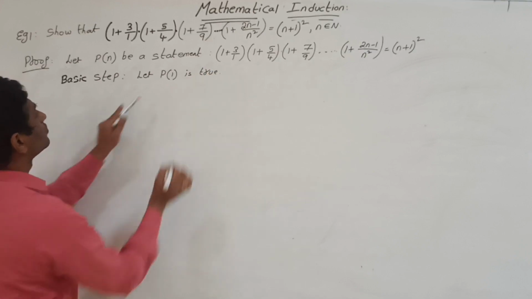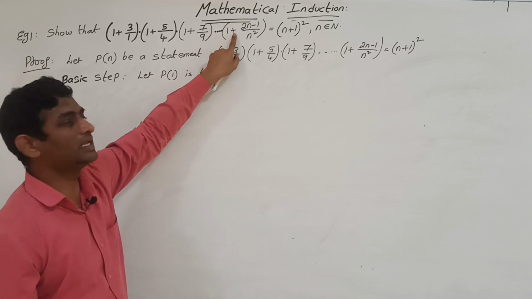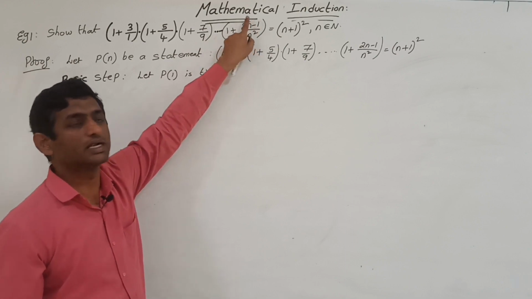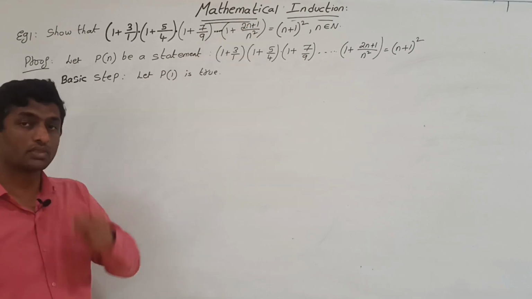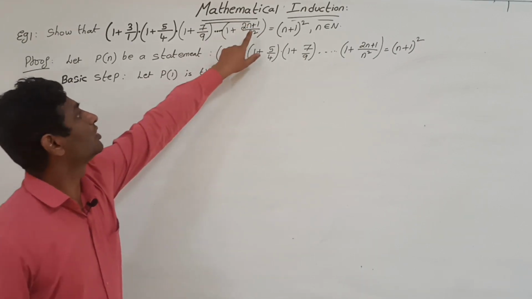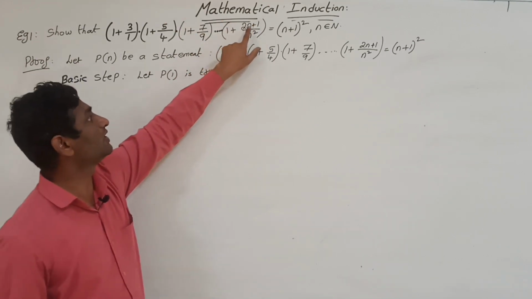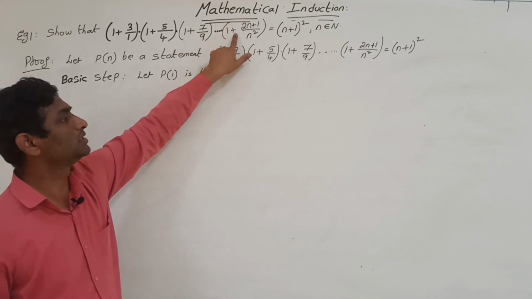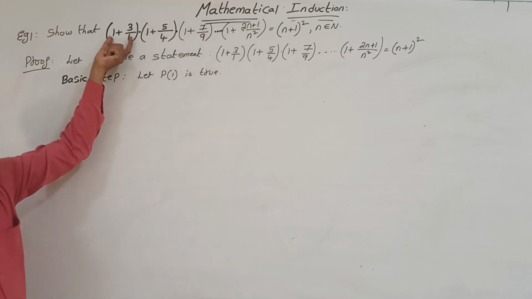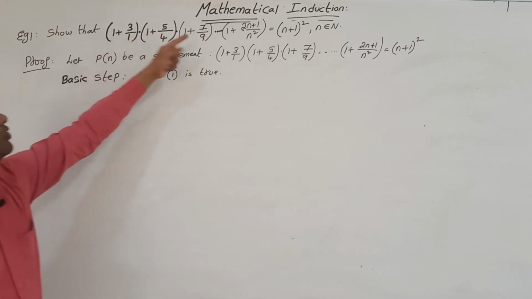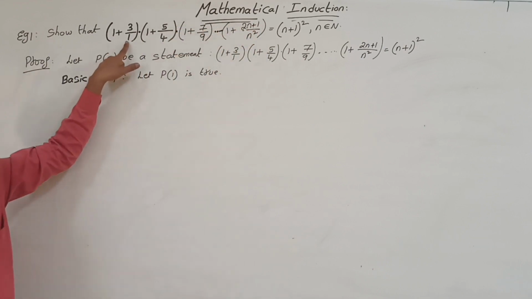P of 1 is true means n is equal to 1. If you substitute, what happens? 1 plus 2 into 1 plus 1, so it is not minus 1, it is plus 1. So P of 1 is true means, in the place of n is equal to 1, what happens? 1 plus 2 into 1 plus 1, 3 by 1 square means you will get only the first term. This is the term you will get.